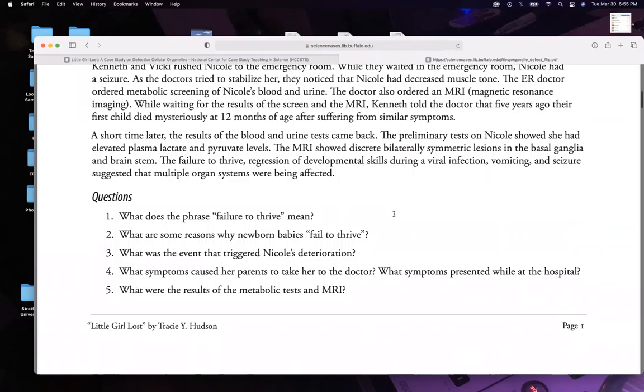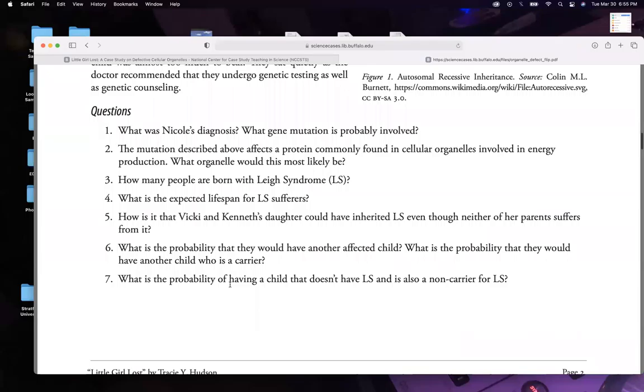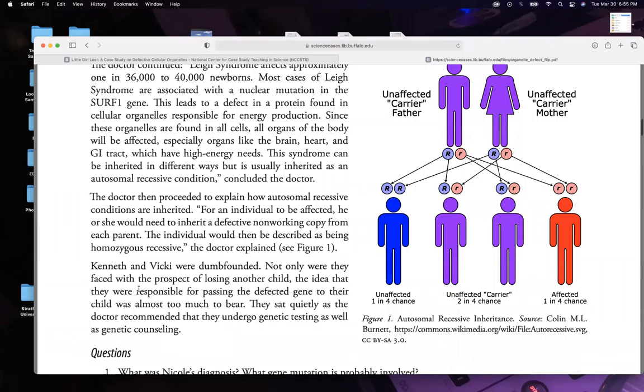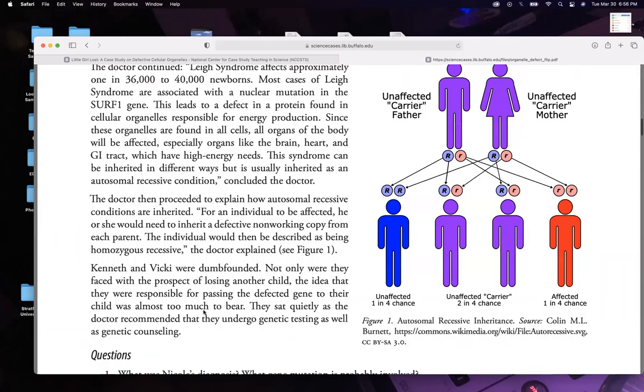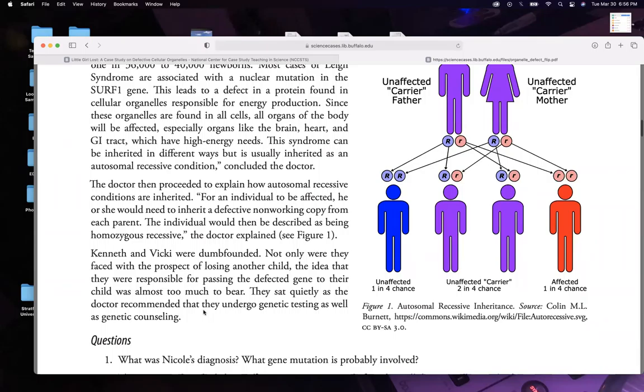But what is due next week regarding the case? You click here on the case and then download. Now, read part one, answer questions 1 through 5. And go through part two and answer questions 1 through 7. So it's part 1, questions 1 through 5, part 2, questions 1 through 7. Okay.